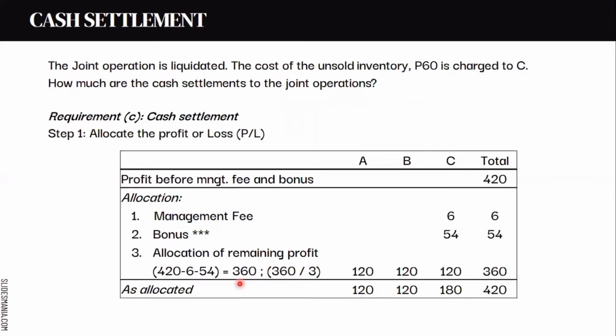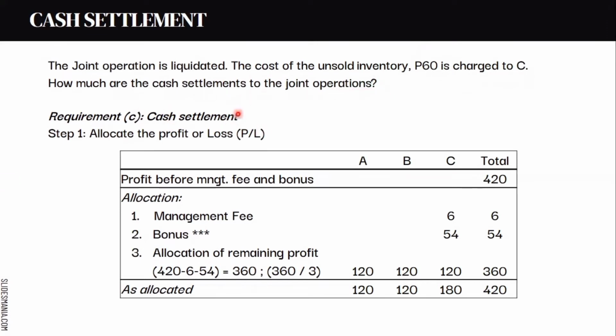Next is requirement C, cash settlement. So dito, i-compute natin yung matatanggap na pera ng mga joint operators o kaya naman yung babayaran nila. So depende yan. Sabi dito, the joint operation is liquidated. Siyempre, hindi naman kasi permanent ang joint operation. Nabubuo lang yan for a specific task or for a relevant activity. For example, to build a bridge. Kadalasan, pagkatapos na build yung bridge, nagle-liquidate na sila. So, it's not permanent. Okay? Sabi dito, the cost of the unsold inventory na 60 pesos is charged daw kay C. How much are the cash settlements to the joint operation?